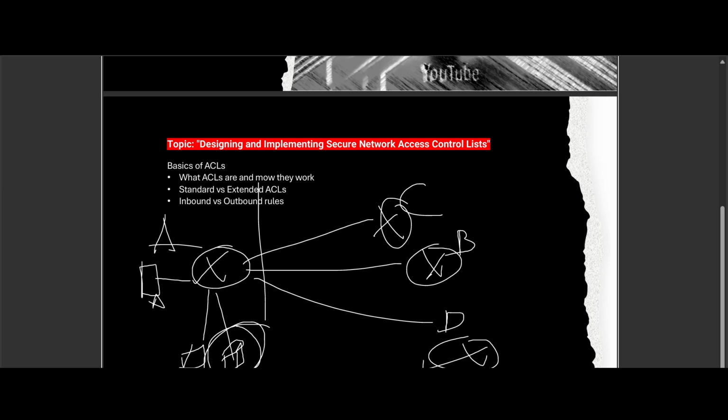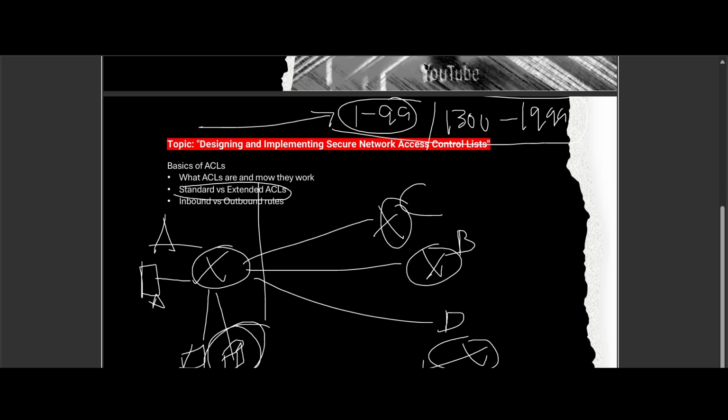We have standard and extended ACL. Standard ACL ranges from 1 to 99. It's like VLAN IDs, the numbers used to name that specific rule. And we also have 1300 to 1999. Initially we only had 1 to 99, but Cisco decided that 99 or 100 rules would not be enough for a much bigger network.